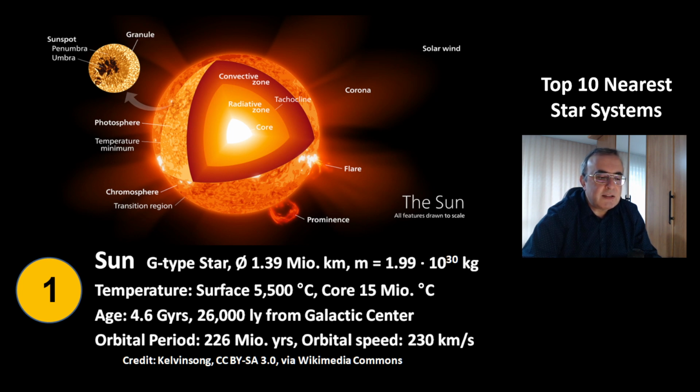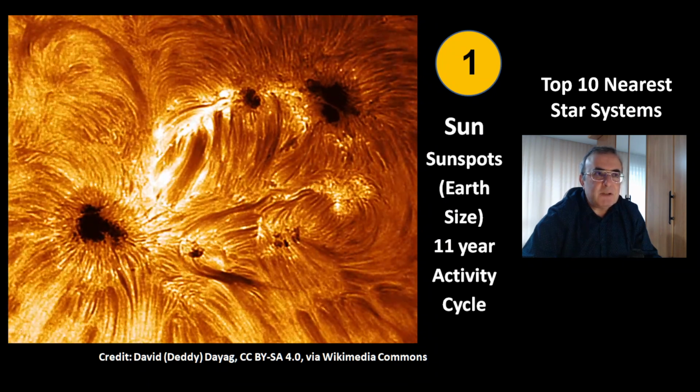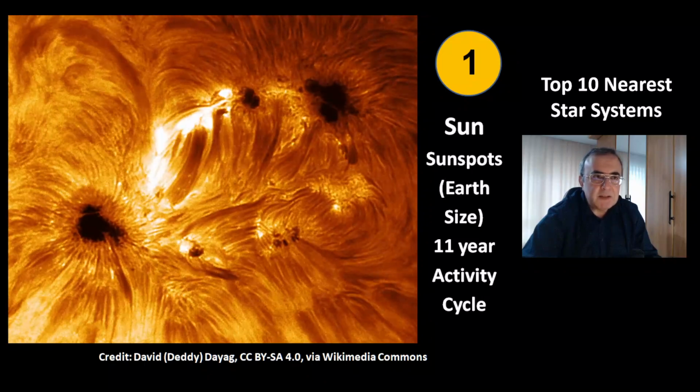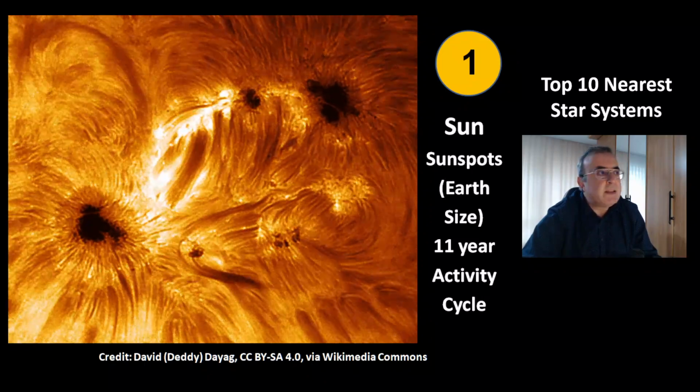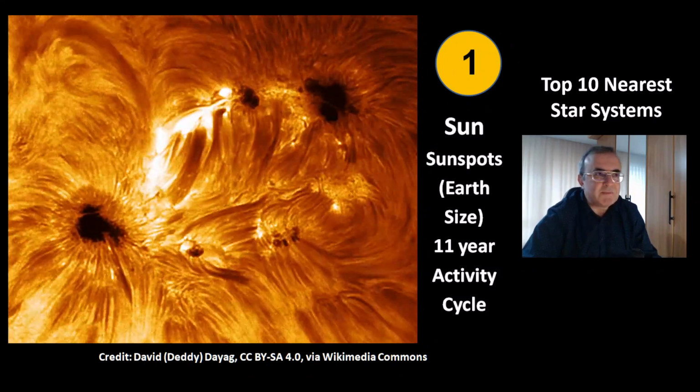The Sun's and the solar system's age is about 4.6 gigayears, 4.6 billion years. Sun orbits the galactic center at a distance of 26,000 light years. Orbital period is 226 million years, and orbital speed is 230 km per second. This is a picture of the sunspots. There is an activity cycle of 11 years with a maximum and a minimum, and each of these spots has about the size of the Earth.